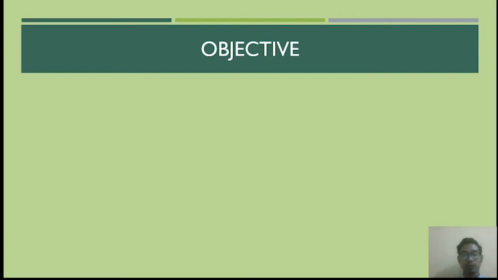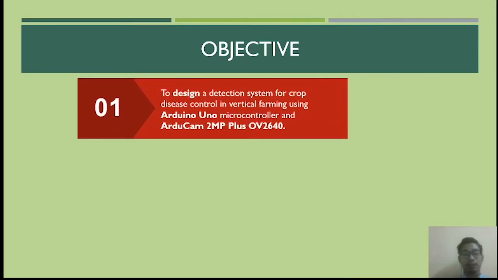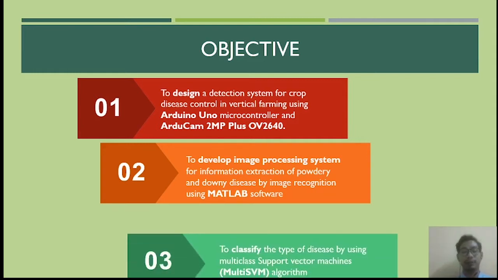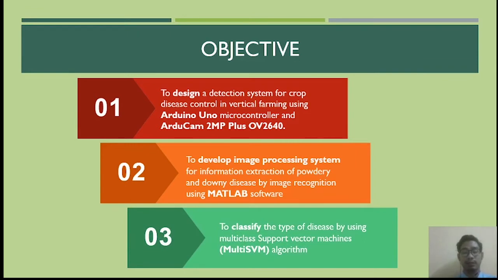Okay, we jump to the objectives. The first objective is to design a detection system for crop disease control in vertical farming using Arduino Uno and Educam 2 megapixel plus camera. The second objective is to develop an image processing system for information extraction of powdery and downy disease by image recognition using MATLAB software. The third objective is to classify the type of disease by using the multi-class support vector machine, multi-SVM algorithm.